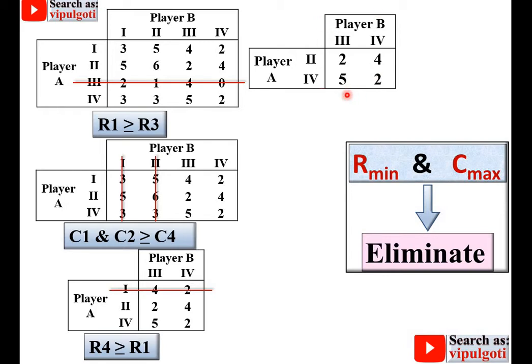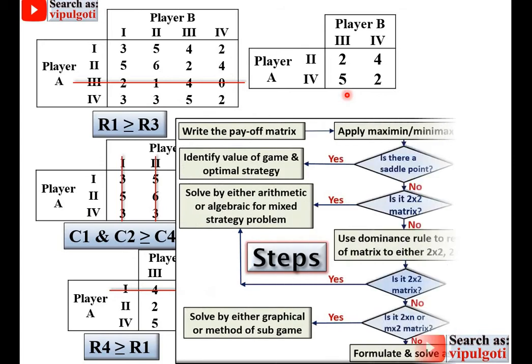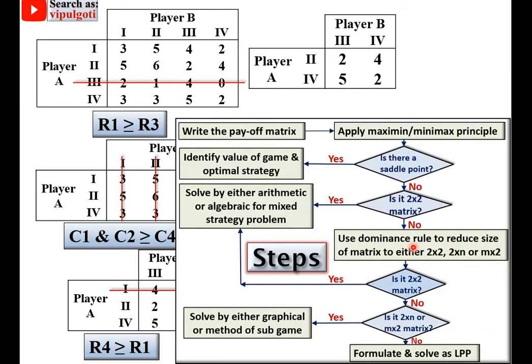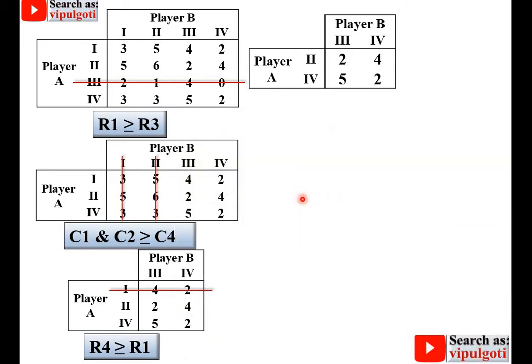Now once again, revise the steps of the game theory. After applying the dominance rule, you have to ask the question, is it a 2 by 2 matrix? Now here you can see this is a 2 by 2 matrix. So yes, now I can solve the problem by either the arithmetic method or the algebraic method. But in our description, the name of the method is mentioned and that is the arithmetic method. So I am going to apply the arithmetic method.